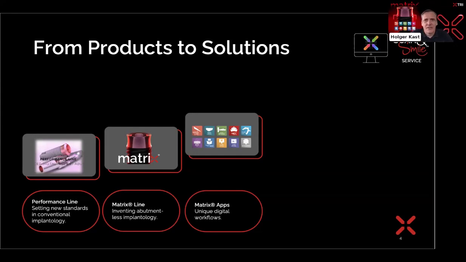And there's also something like the digital healing collars. Digital healing collars means we provide you STL files which you can drop on your 3D printer in different emergence profiles in a very anatomic shape, and they will fit on this Matrix connection. You can screw-retain them directly in a very aesthetic and anatomic way onto your immediately placed implant, which is also a big topic in our days.